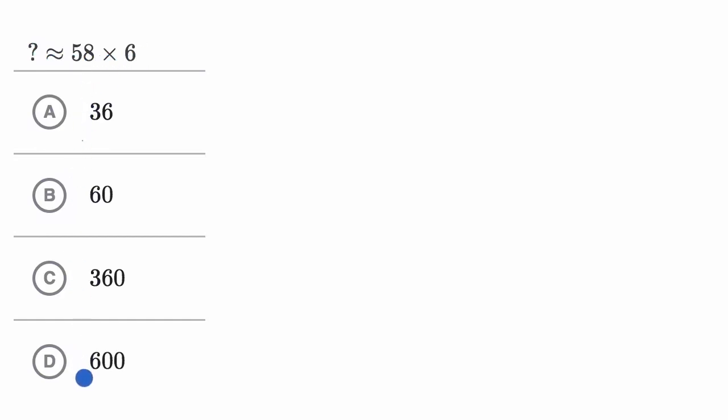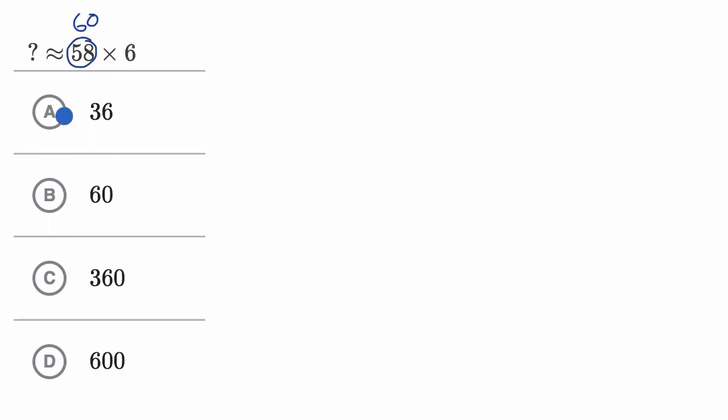Pause the video and see if you can answer that. Once again, we don't have to get this exactly. We just need to estimate what 58 times 6 is. The way that I would tackle it is, can I rewrite 58 as a number that's easy to multiply by 6, or easy to multiply in general? The easiest thing I can think of is 58 is awfully close to 60.